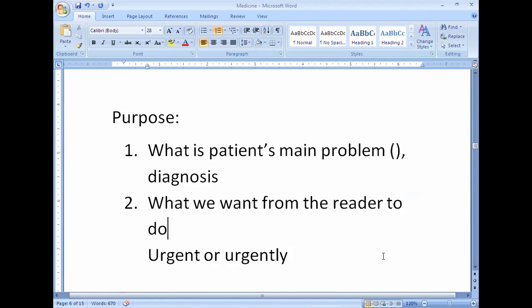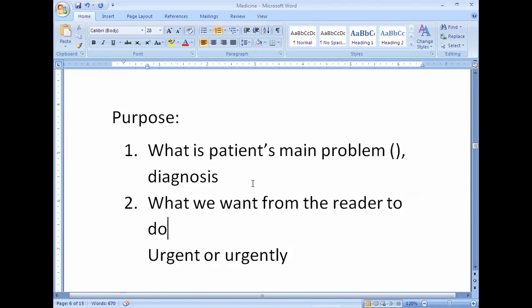What are the 2 main things that we need to write in purpose? The diagnosis and the main problem. Diagnosis, that is the main problem. And number 2? What we want from the reader. Ongoing care, further assessment, follow-up, management, endoscopy, MRI. Any of these things, not all of these things.